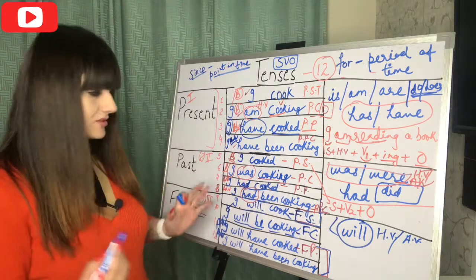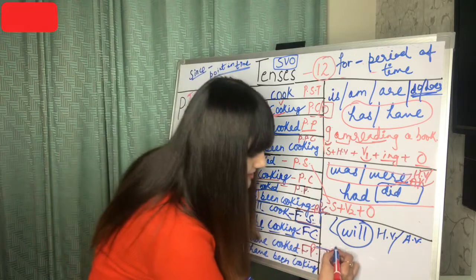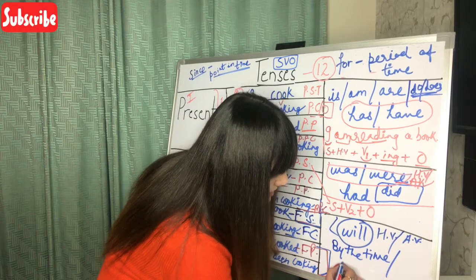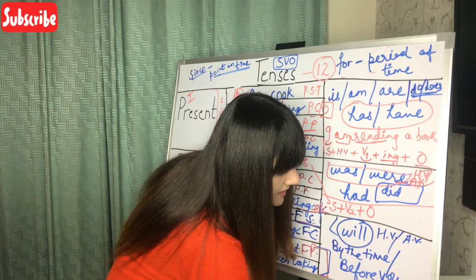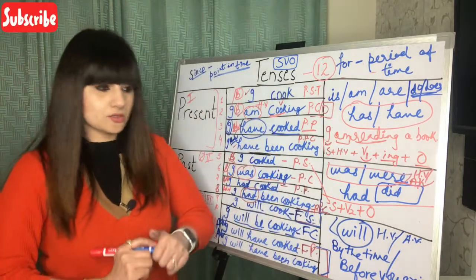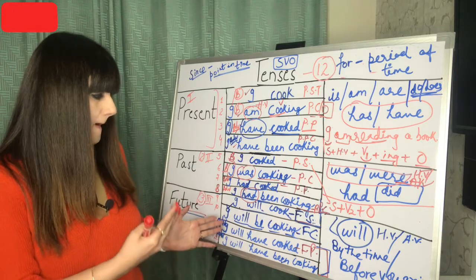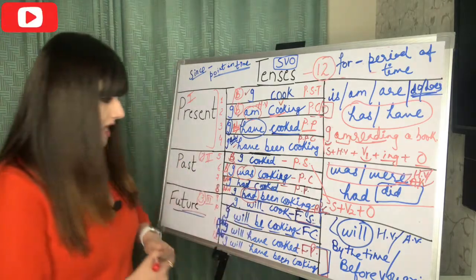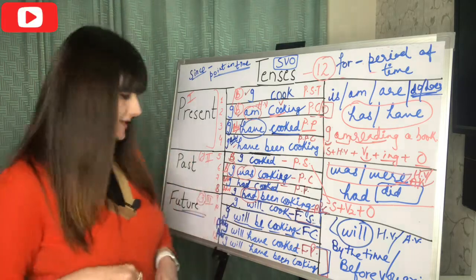So for this future perfect, we can use these kinds of expressions. By the time, or you could say before you arrive. You could say it like this also. So before you arrive, I will have cooked. Next way, or by the time you reach, I will have cooked. You could say it like this also.